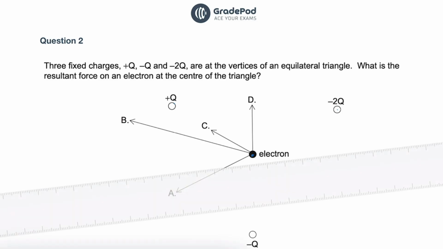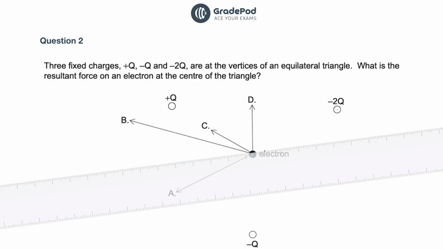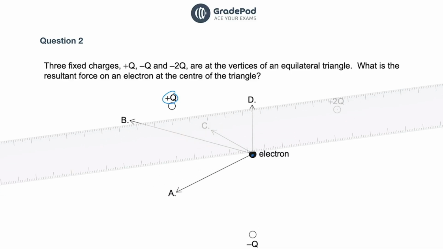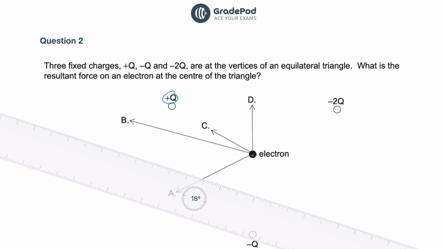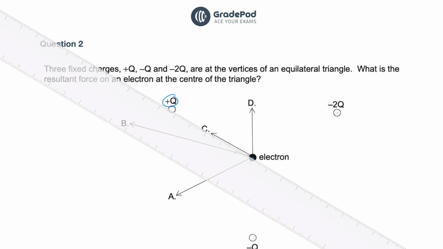Now what we're going to do is use a ruler, and draw a representation vector arrow showing the electric field strength felt by the electron due to each of these 3 charges. We'll start with this positive Q here. The electron is negative, this is a positive charge, so the electron will be attracted towards that charge. And we're going to give this vector arrow a representation line of 2 centimetres towards that charge.